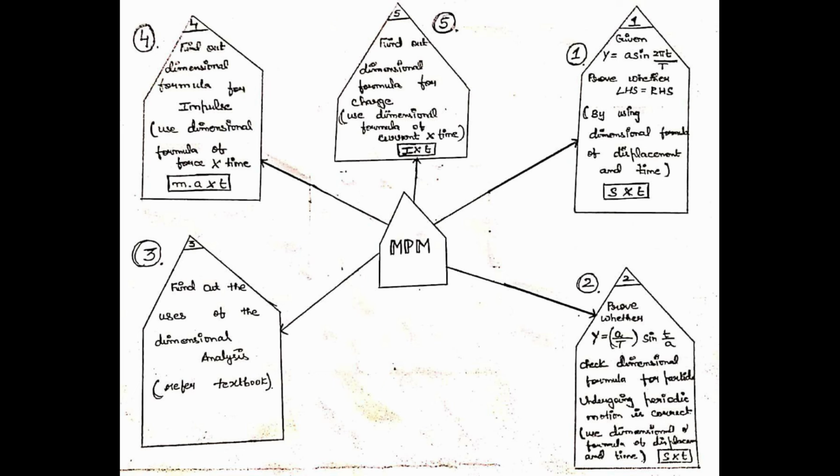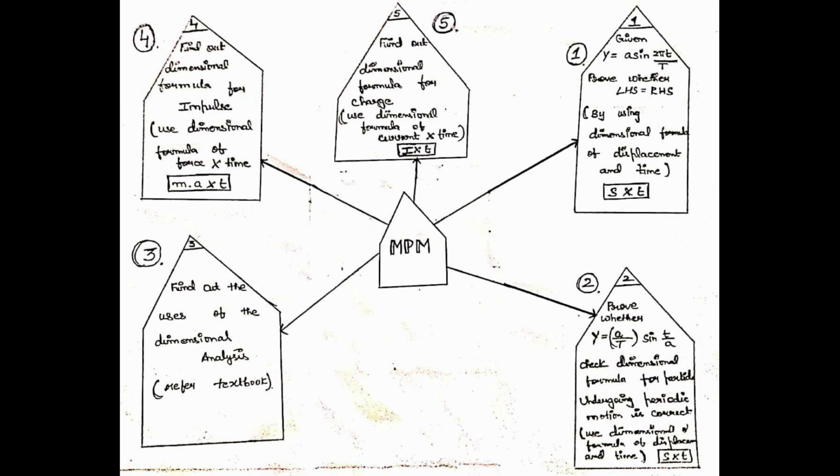Guys, we have an MPM for you. MPM includes the basic questions which are most asked in the topic dimensional analysis. First, given y equals a sin 2 pi t by t, prove whether LHS equals RHS. So here we have a hint to use the dimensional formula of displacement and time. If you calculate that, you may get the answer.